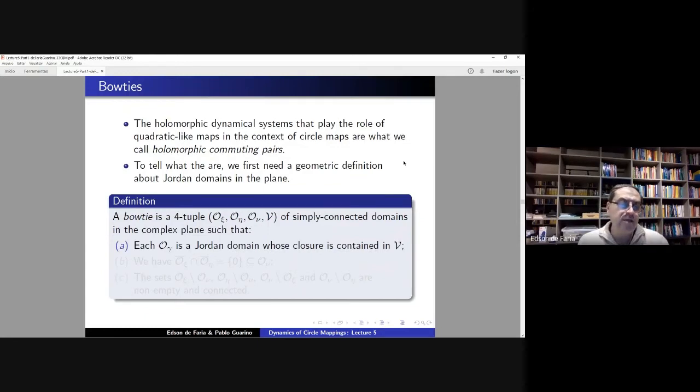The formal definition is the one that you see here, but I'm not going to dwell on that. I'm going to give you a picture in a moment, which makes it much more clear. Just think of it as four domains in the plane that are arranged like a bow tie. There is a left side of the bow tie, a right side of the bow tie, and there is this blob here in the middle. It's a domain which touches the other two. And then there is a fourth domain that contains all three of these.